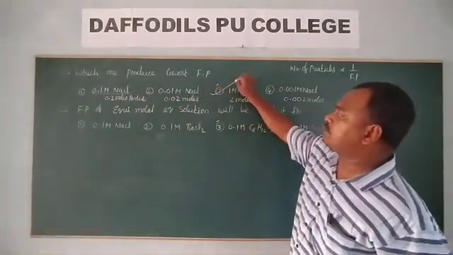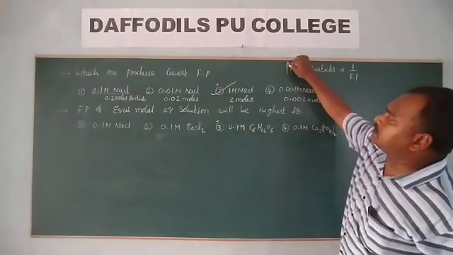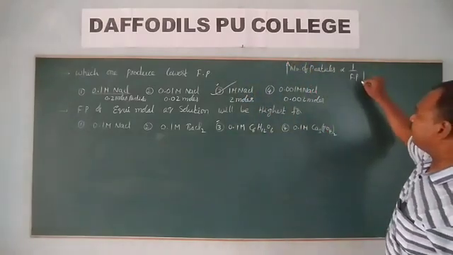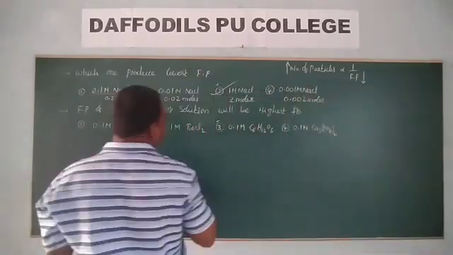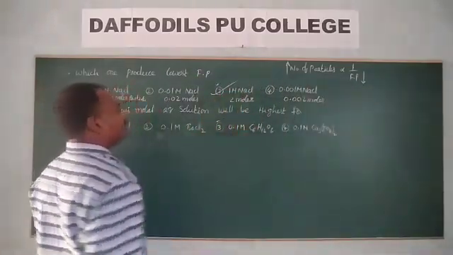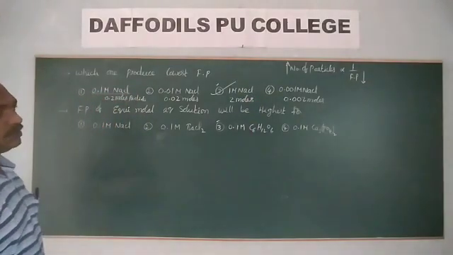More number of particles present means the freezing point is low. So the lowest freezing point is observed when 1 m sodium chloride is present in solution.